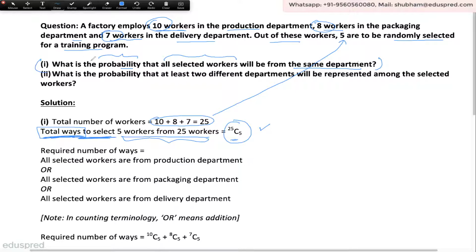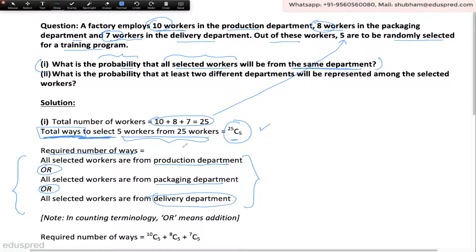So the first part, they are saying we have to find the probability that all the selected workers will be from the same department. So now let's find the required number of ways. To find the required number of ways, we have 3 possibilities. Because all the selected workers will be from the same department, the 3 possibilities are that all the selected workers could be from the production department, or all the selected workers could be from the packaging department, or all the selected workers could be from the delivery department. These are the only 3 possibilities that we have.